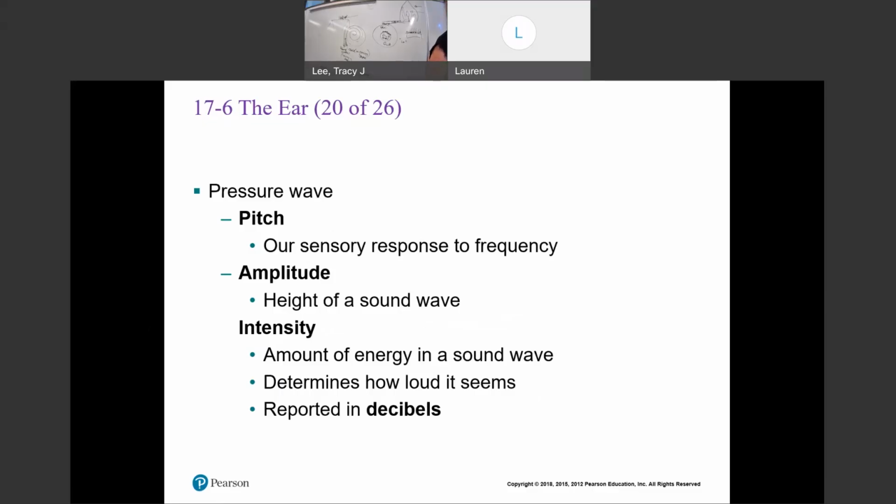Pitch is our sensory response. Amplitude is the height of the sound wave. And then intensity is the amount of energy, which basically is our decibels. When we're giving a decibel number, this is what we're doing, the amount of energy in a sound wave. So basically just understand those definitions. If you have the definitions down, you're good. Is everybody good?